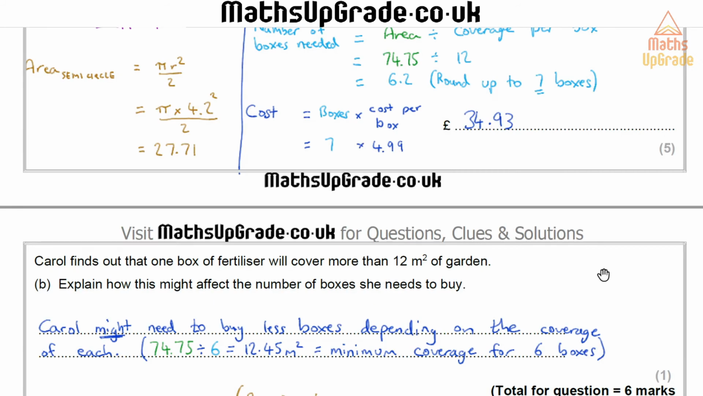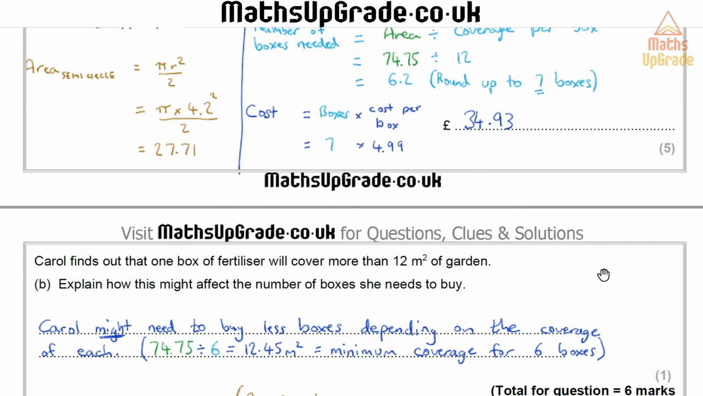Okay, so part B says that Carol finds out 1 box of fertilizer will cover more than 12 meters squared. Explain how it might affect the number of boxes she needs to buy. Well, she might need to buy fewer boxes depending on the coverage of each, and that would be enough for you to get that last mark in that question.